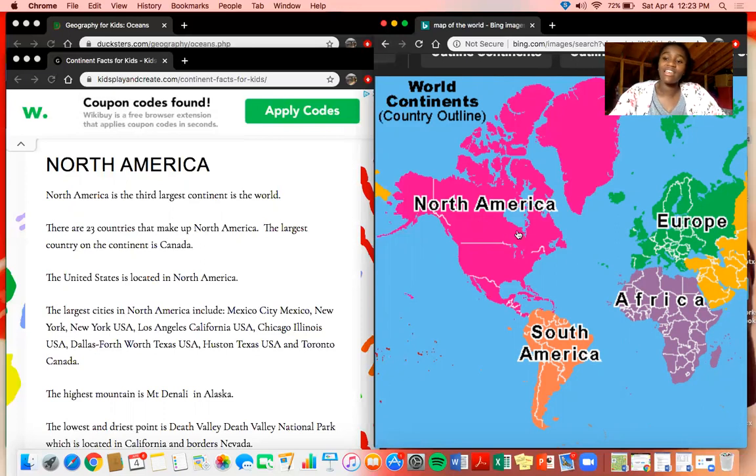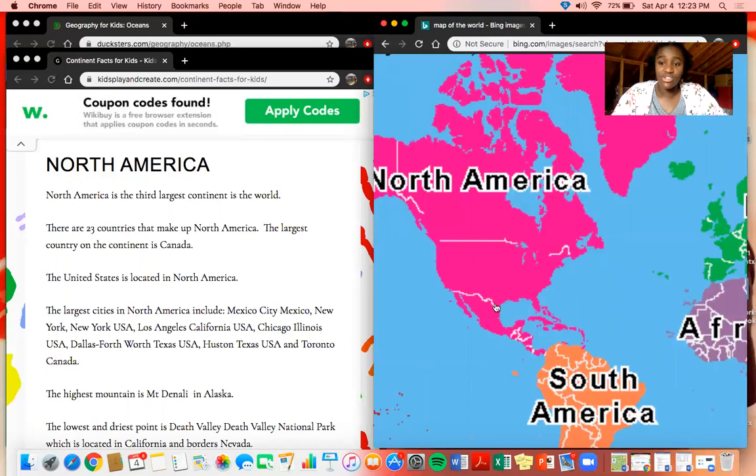A continent is this big landmass, and remember, a country is inside of the continent. So we live in the United States of America. It should look familiar. We have it right here, and we live like right about here. That's Memphis right there. Then we have Mexico down here. That's another country, so it's inside of a continent.